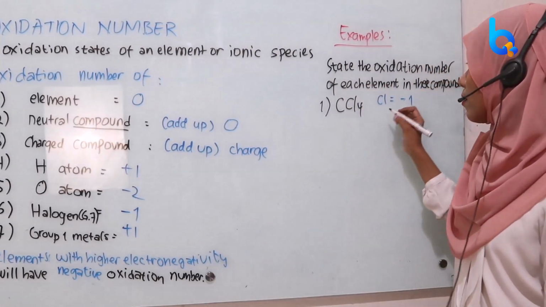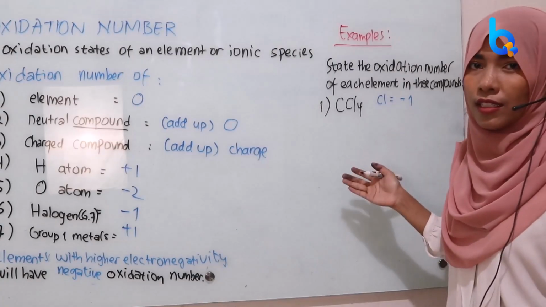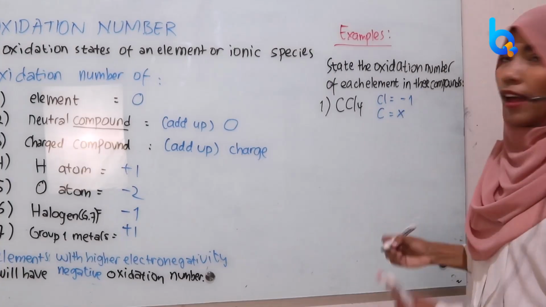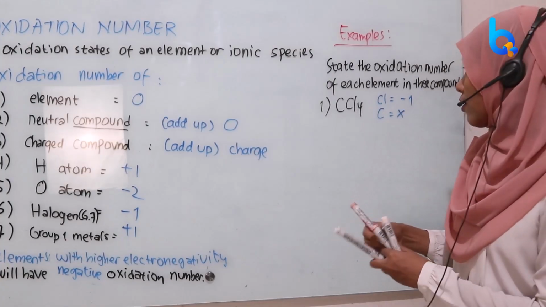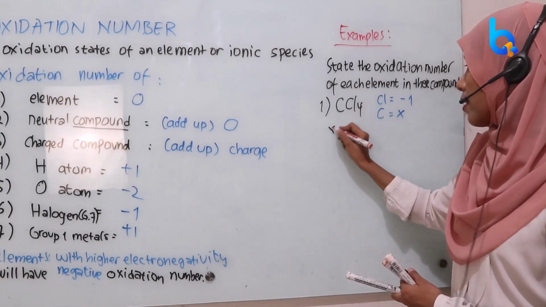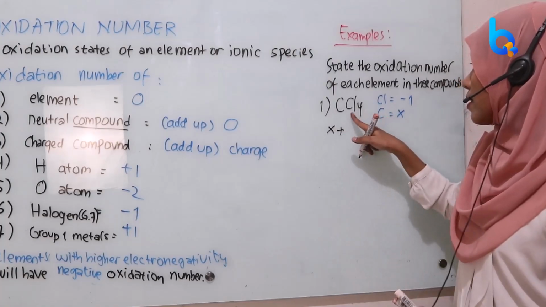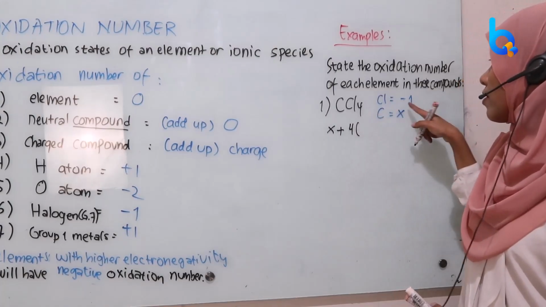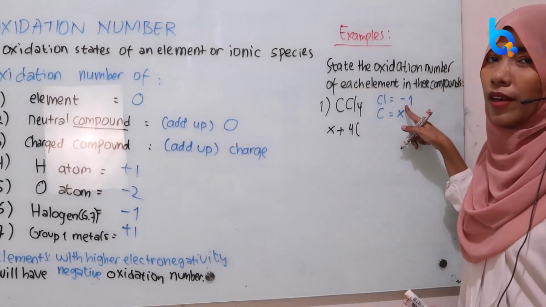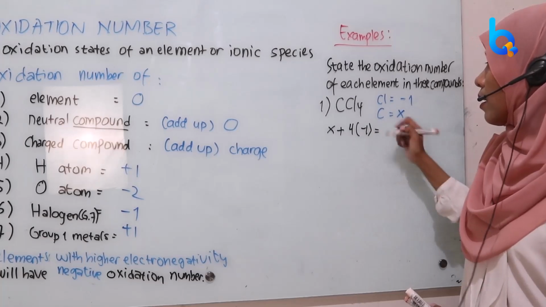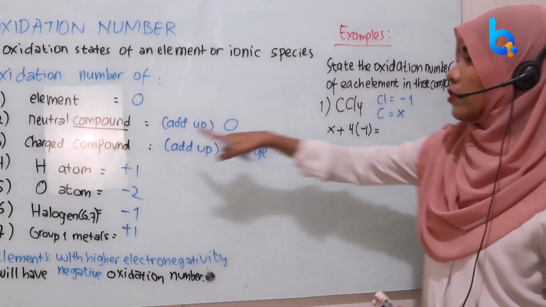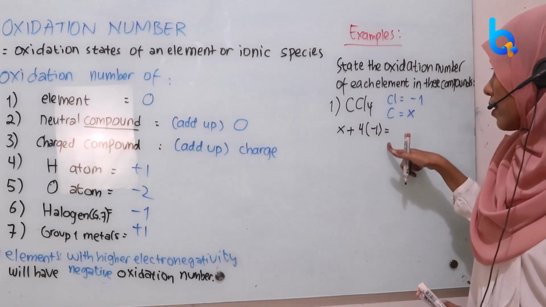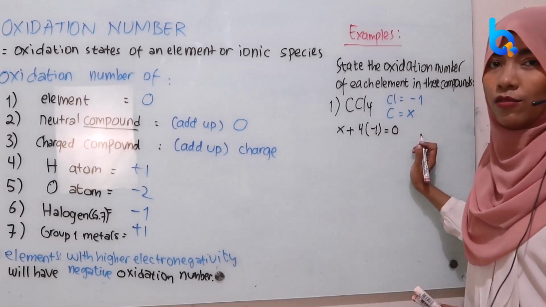But we don't know the oxidation number of C, so just let the oxidation number of C be X. So we will calculate C as X plus Cl. We have 4 Cl here, so we have to multiply 4 by the oxidation number of chlorine, which is -1. Equals to what? Equals to neutral compound, so it adds up to 0.